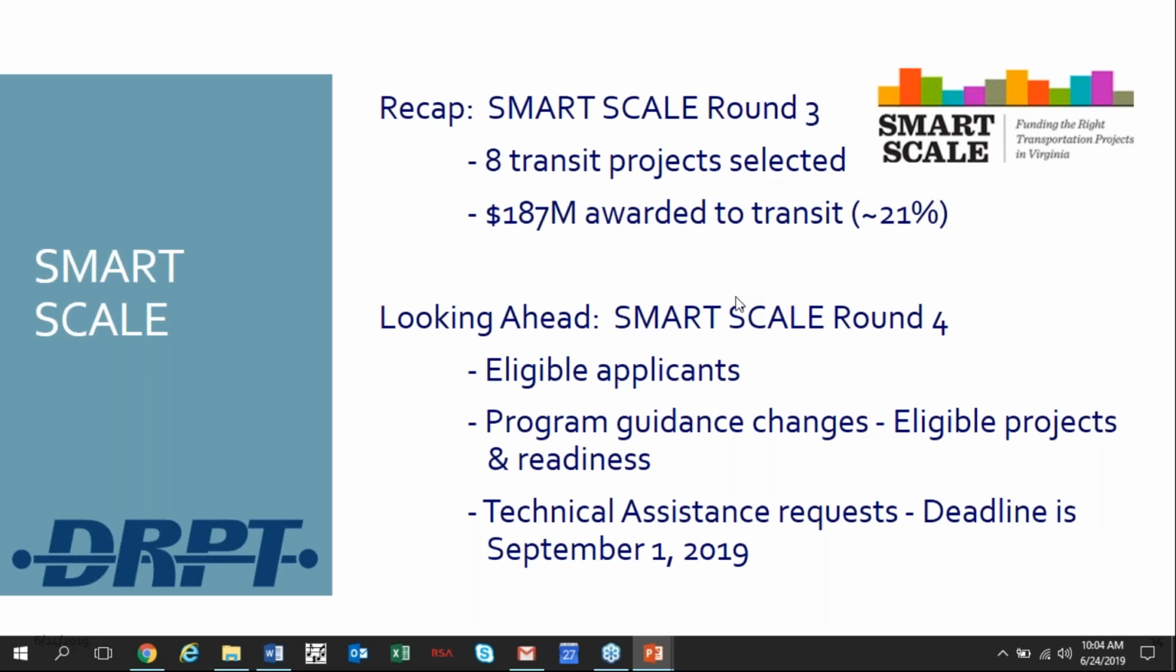Good morning, everyone. Quickly, just to recap, Smart Scale Round 3, which was the projects were approved by CTB last week. We had 8 transit projects that were selected in Round 3 for a total of $187 million. That's about 21% of the funding that went towards transit projects. Transit and TDM projects continue to be competitive under Smart Scale. So we want to work with you all on Round 4, which will be here before we know it, next calendar year.